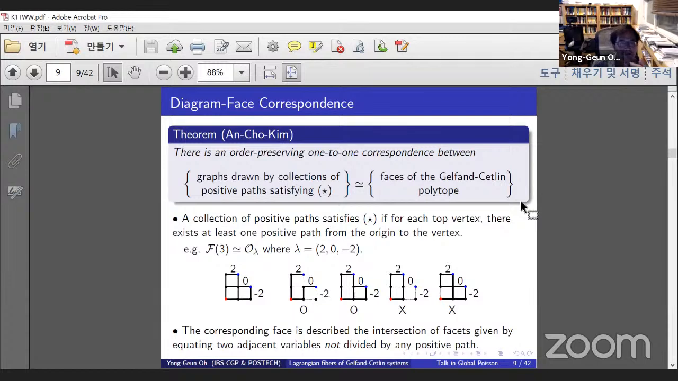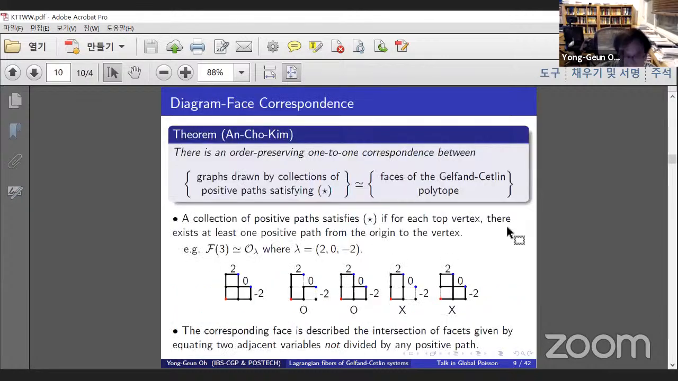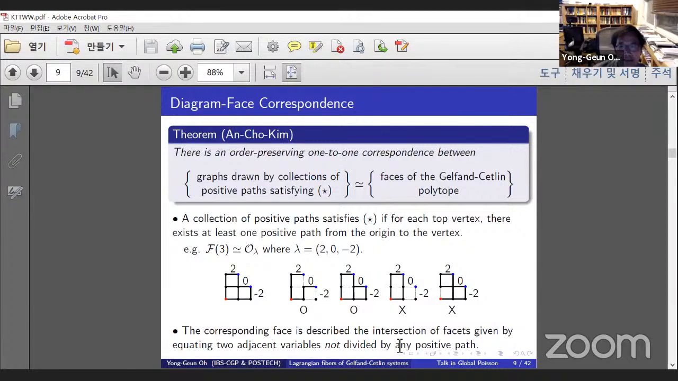So for example, if you look at a collection of positive paths satisfying the condition, the star means just to go up or right. If you look at this graph, for each top vertex there exists at least one positive path from the origin to the vertex. So those are the positive paths, and not other ones, like this one is not.